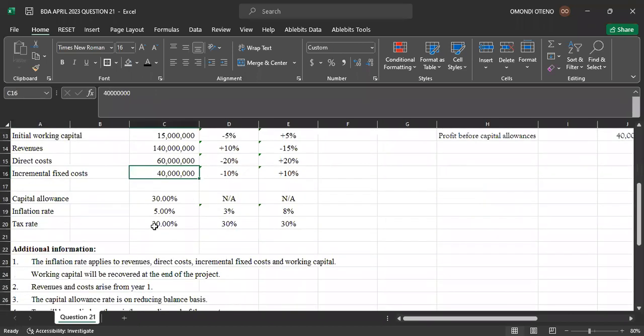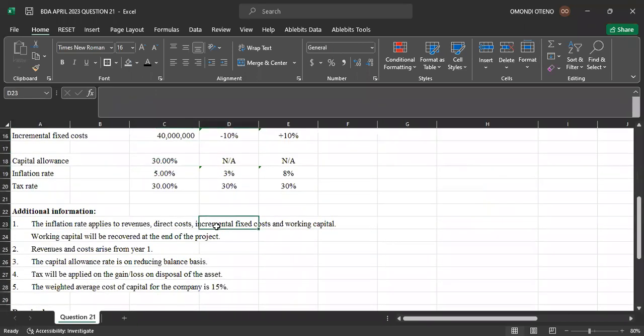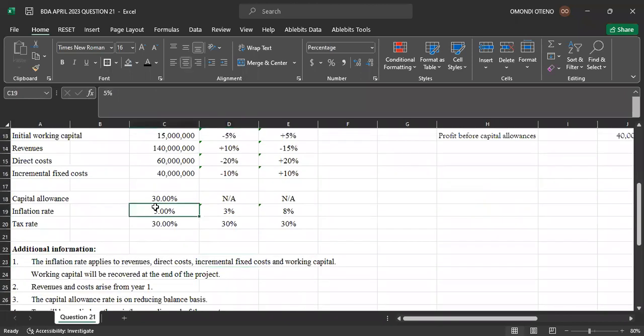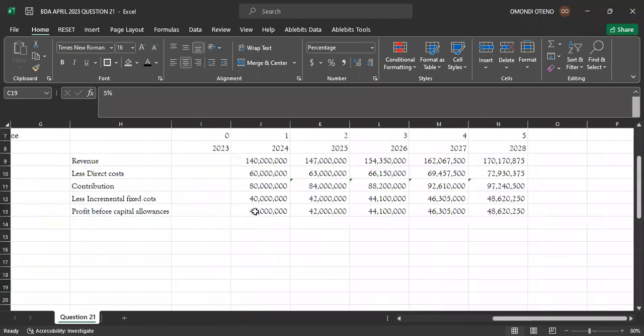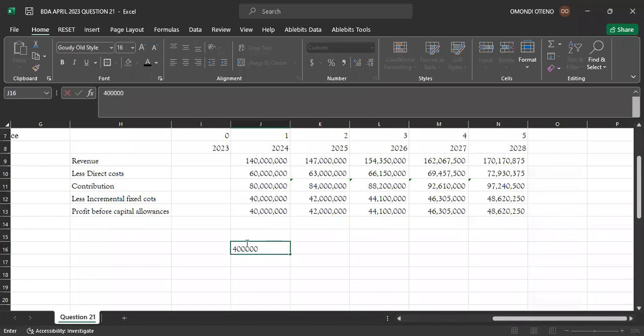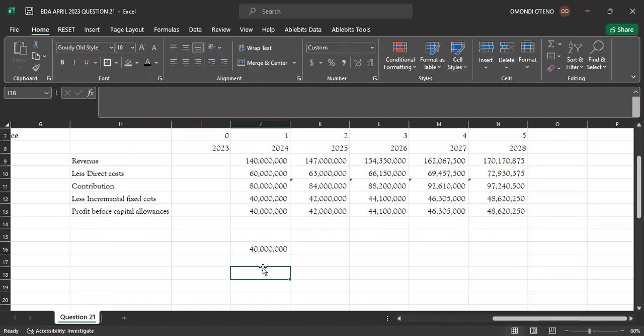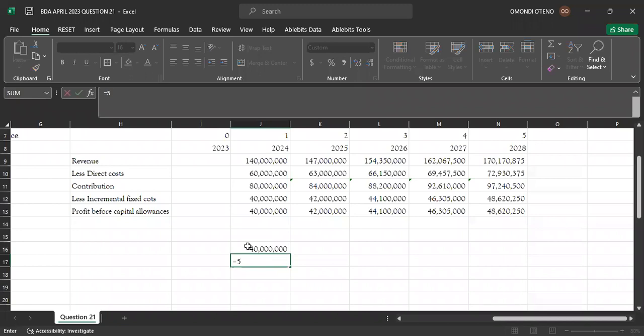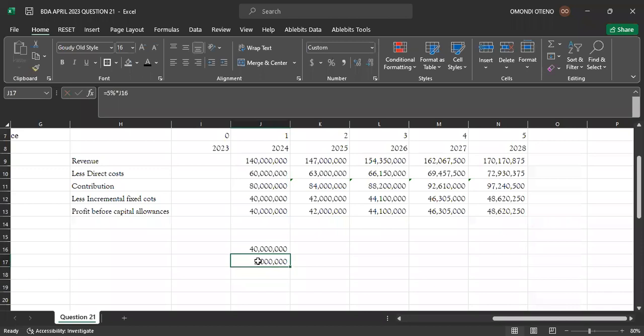It is going to increase here. It is going to be affected by the same inflation rate of what? 5%. It is being affected by the same inflation of 5%. So if I increase the 40 million given to me by 5%, what is 5% of this 40 million? It is 2 million.